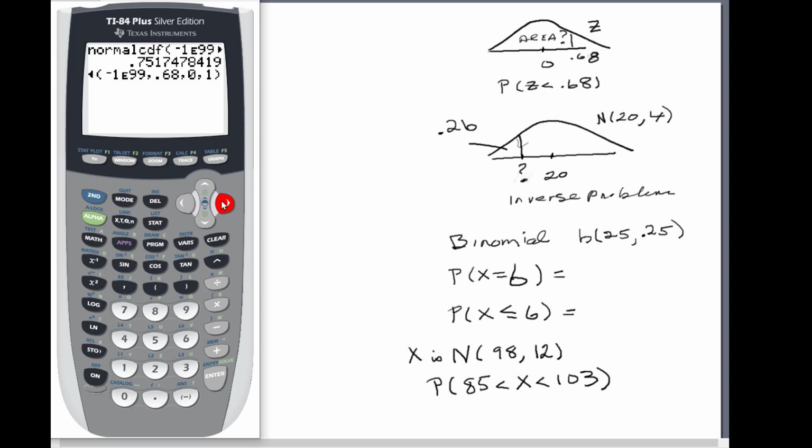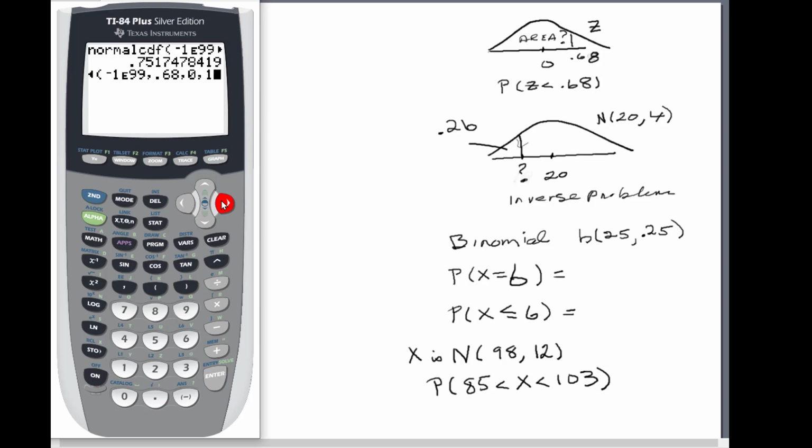And I'm putting some emphasis on that right now because some of the calculators in this family will let you select normal CDF, but won't prompt you for the parameters that go inside the parentheses.